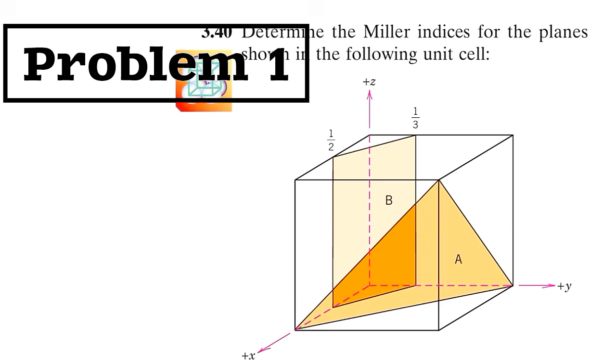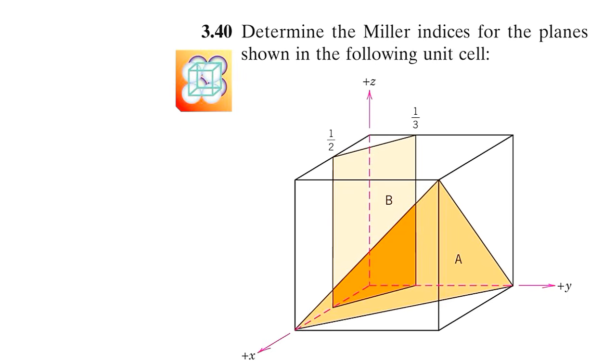As we can see here, we have two planes inside a cubic unit cell. The first is plane A, and you can see these are the boundaries of plane A. This is in dark orange color, while plane B is in light orange color, and it has a different shape. First we'll deal with plane A, and then we can deal with plane B. Here, first of all, we need to define our coordinate system.